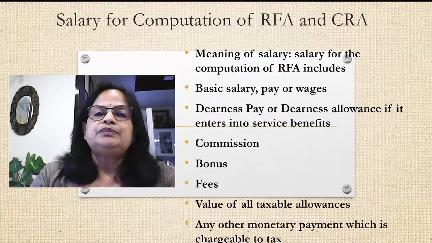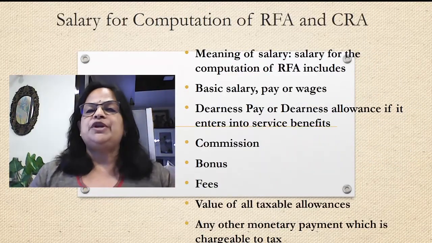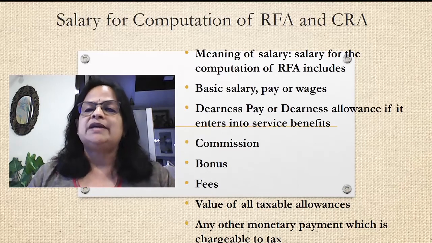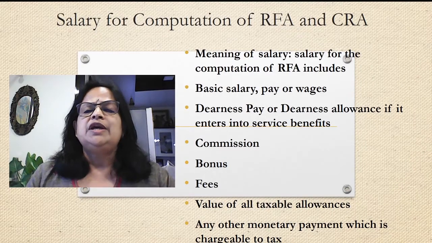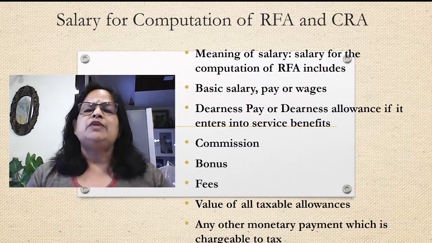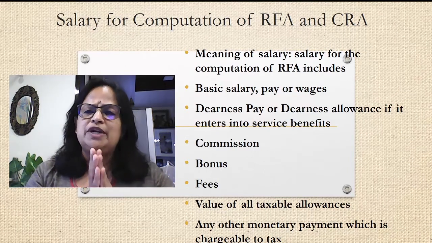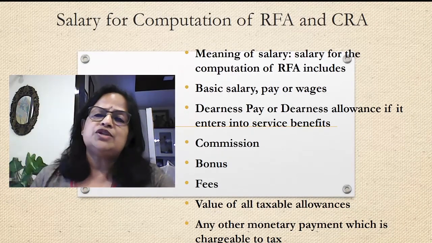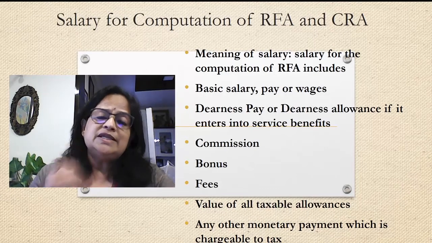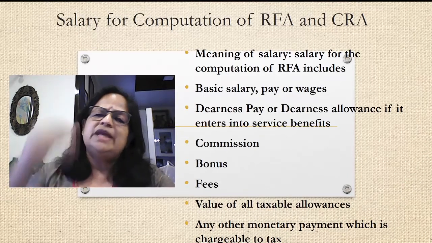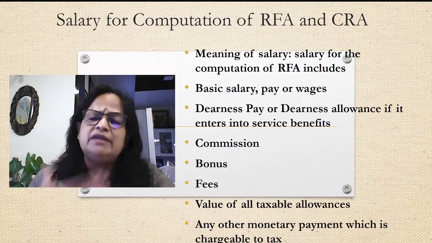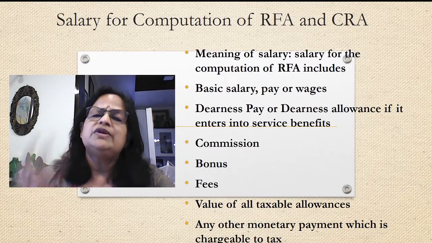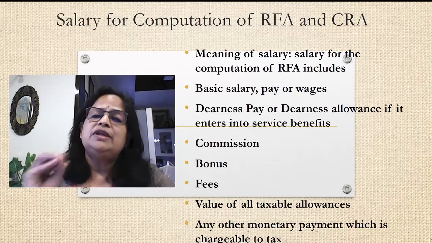Now, what is salary for computation of RFA or CRA, Concessional Rental Accommodation? Here you have to remember, I always advise my students, if you have a rent-free accommodation or concessional rental accommodation, in the computation, that should be the last component of calculation for salary. The reason is all the taxable items, any allowances, any perquisites, anything is included for the computation of salary of RFA or CRA. So that is the important thing you have to remember.